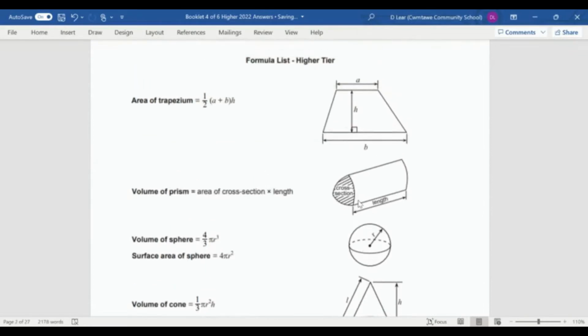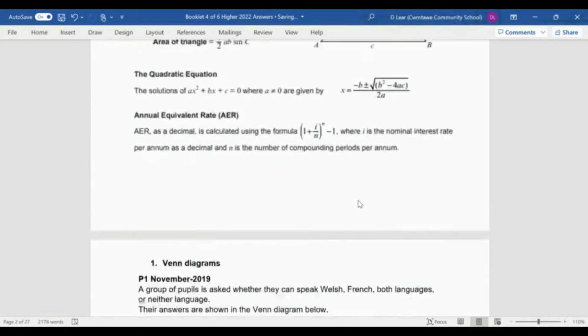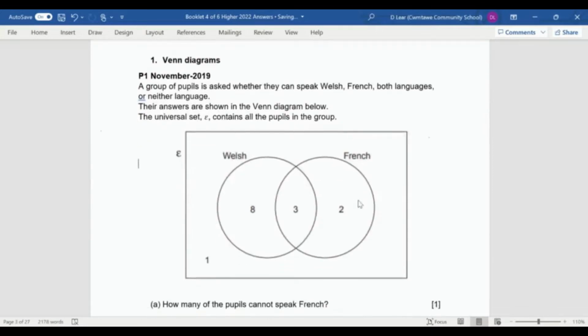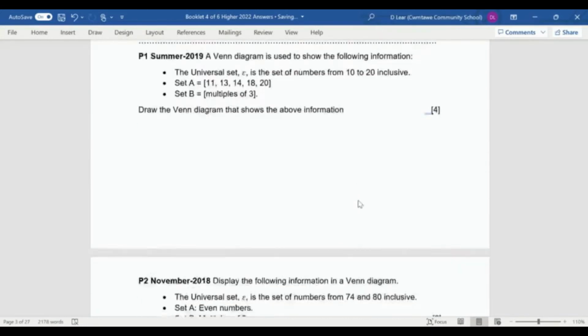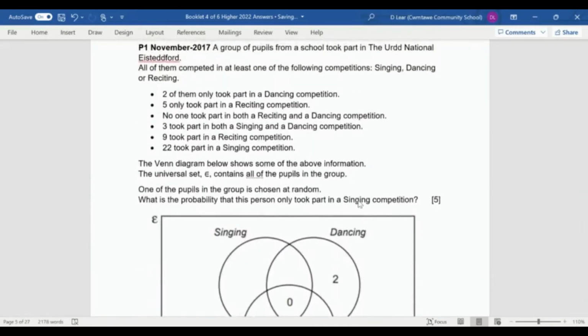I've started putting the formula list into all booklets. However, there are no topics in here that will rely on any of the formulas from the formula list. So we're going to start with topic 1, which is Venn diagrams. And I'm actually going to take us away from here into probably the more difficult example, which is this one.